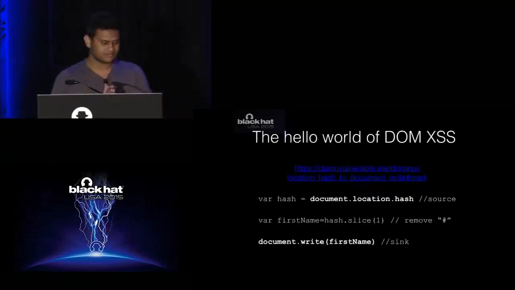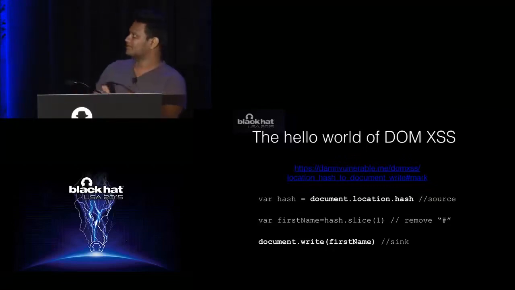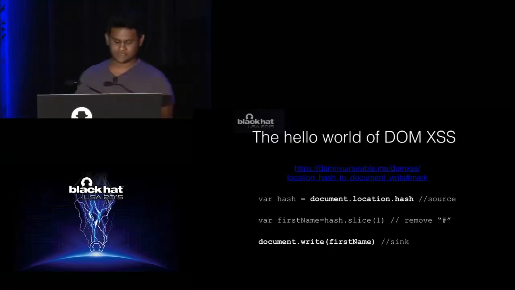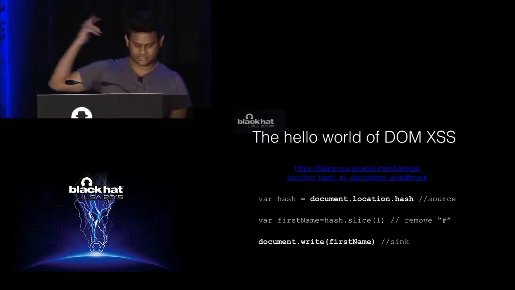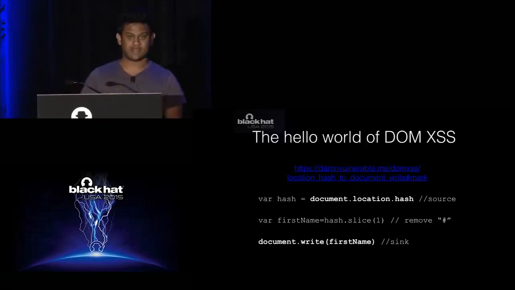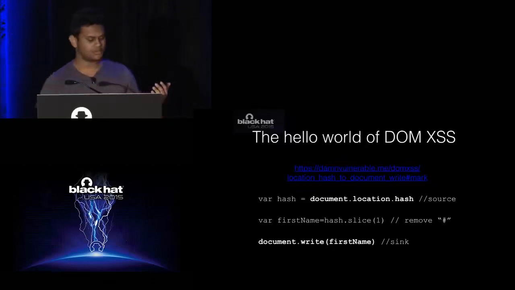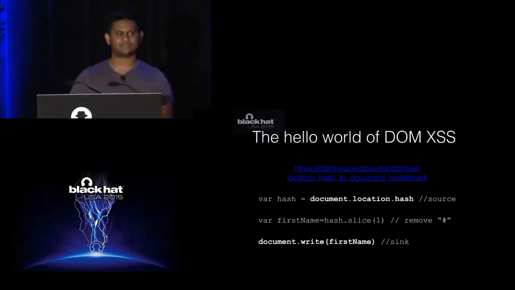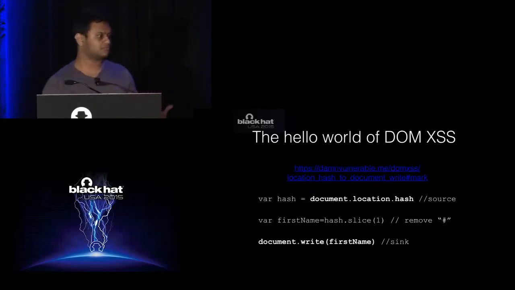So let's see a very classical DOM XSS example, or the hello world of DOM XSS, as most people would put this when they're trying to explain what a DOM XSS is. Here we have a location where it says somewebsite.com/something, and then you have a hash and then a name, something like Mark. And you have JavaScript code which tries to take the hash of the current URL, does some filtering on that, takes that and writes it into your DOM using document.write.